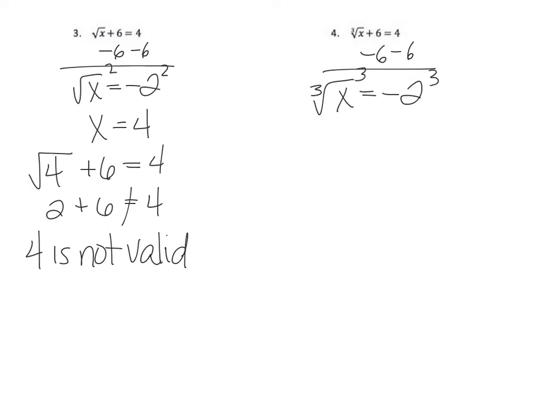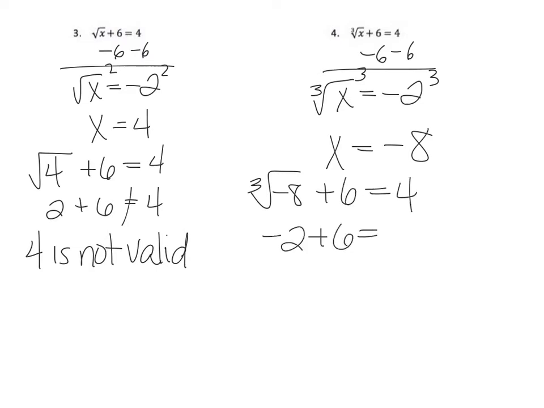Minus 6, cube root of x equals -2. Cube both sides. x equals -8. Let's check it. So cube root of -8 plus 6 equals 4. -2 plus 6 equals 4. So -8 is valid. See why you need to check. Algebra, you think you're doing great, but when you go to plug it back into the equation, it doesn't actually work out.